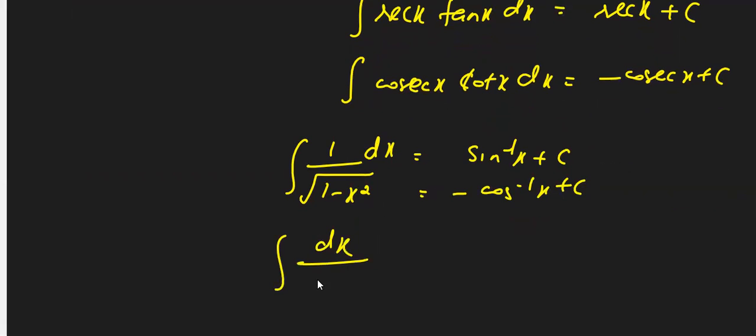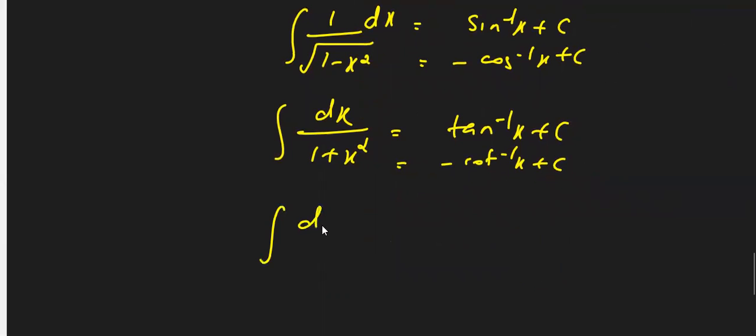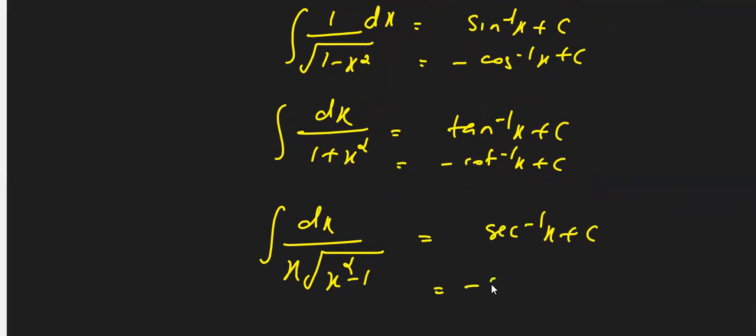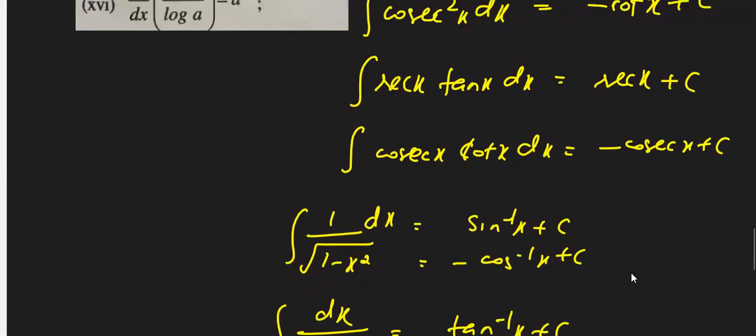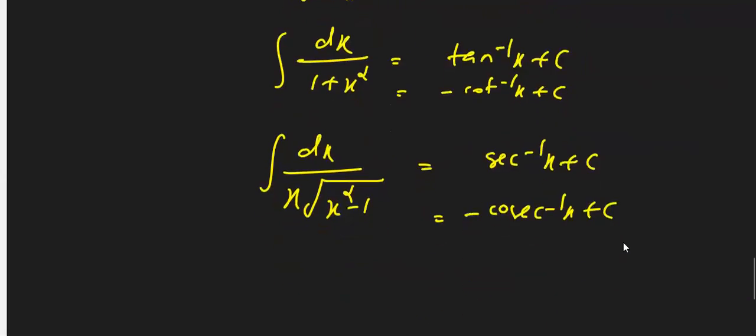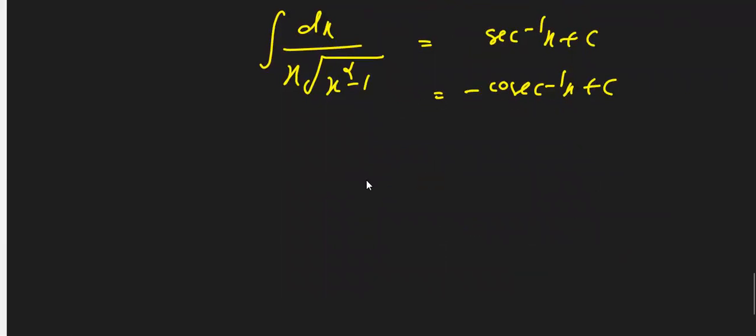Similarly, integral dx by 1 plus x square. We know that 1 by 1 plus x square is the derivative of tan inverse x or minus cot inverse x plus c. And finally, integral dx by x into root of x square minus 1. We know that 1 by x into root of x square minus 1 is the derivative of secant inverse x or minus cosecant inverse x plus c. So these are the different formulas, obtained by comparing with the values of derivatives of the functions.